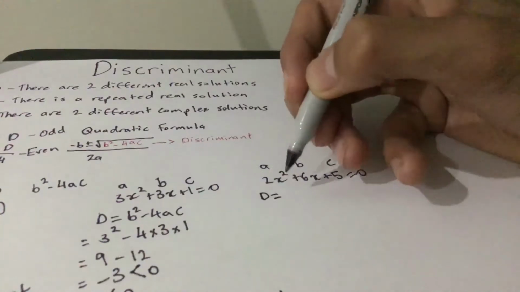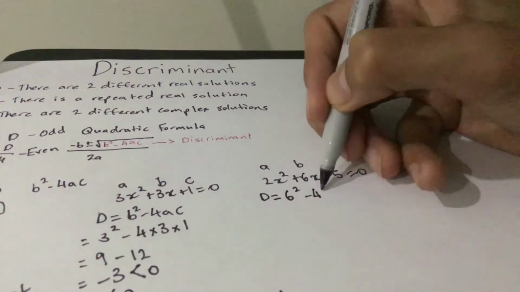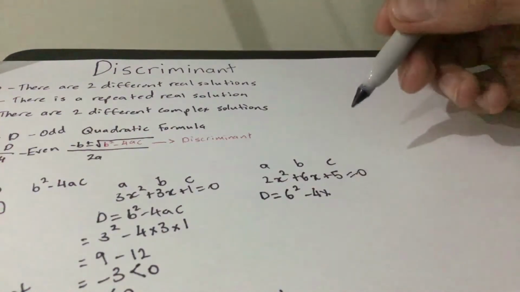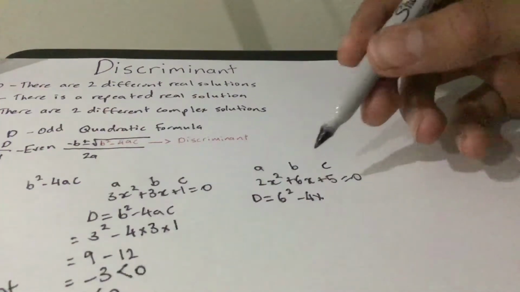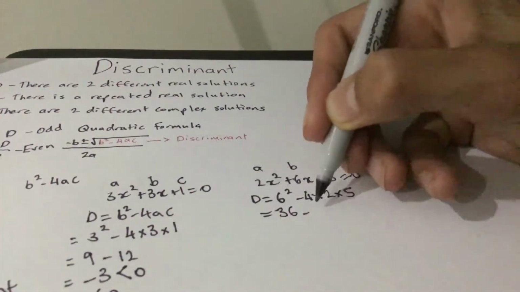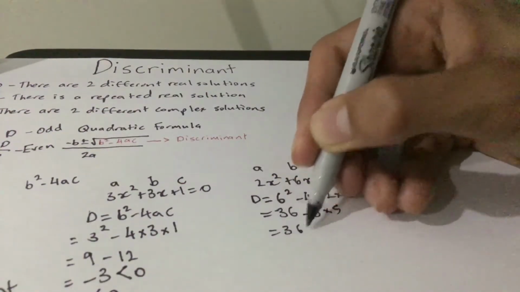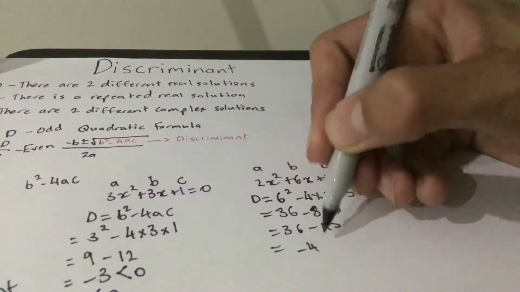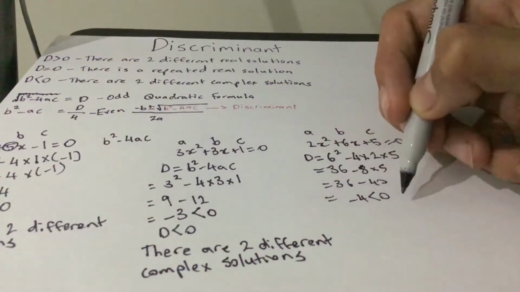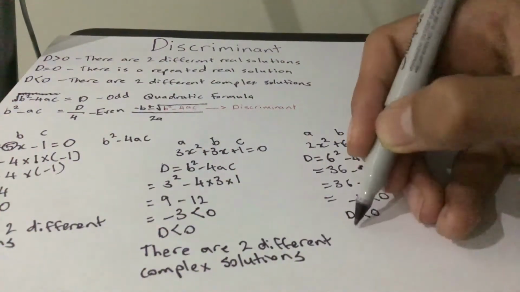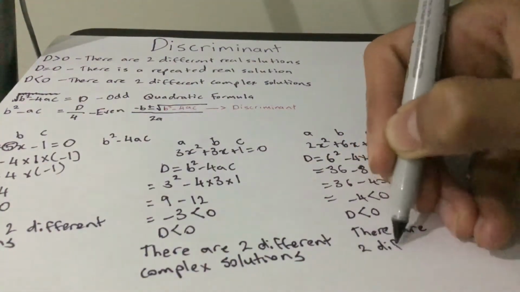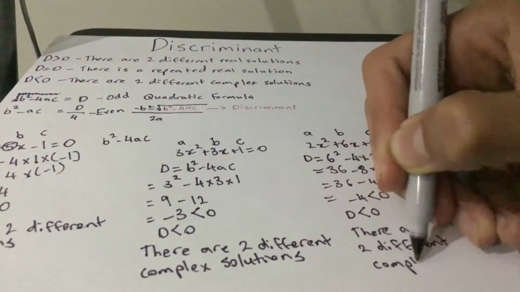So we're going to go D equals 6 squared minus 4 times... oh wait, sorry, this is an odd number. It's 5, I didn't see. So it'll be 6 squared minus 4 times 2 times 5. So 6 squared is 36 minus 4 times 2 times 5, so minus 8 times 5. 36 minus 40 is minus 4, which is less than 0. Negative 4 is less than 0, so we can write D is less than 0. And D is represented by negative 4, which means there are two different complex solutions.